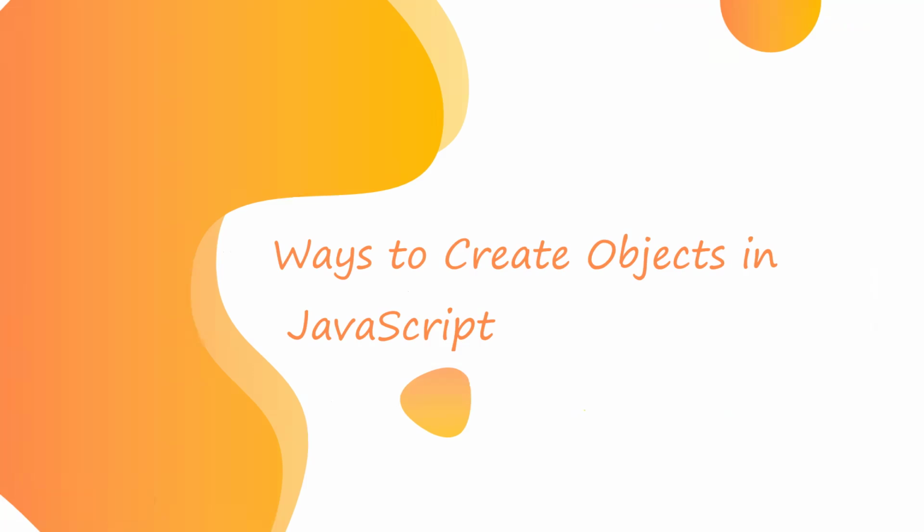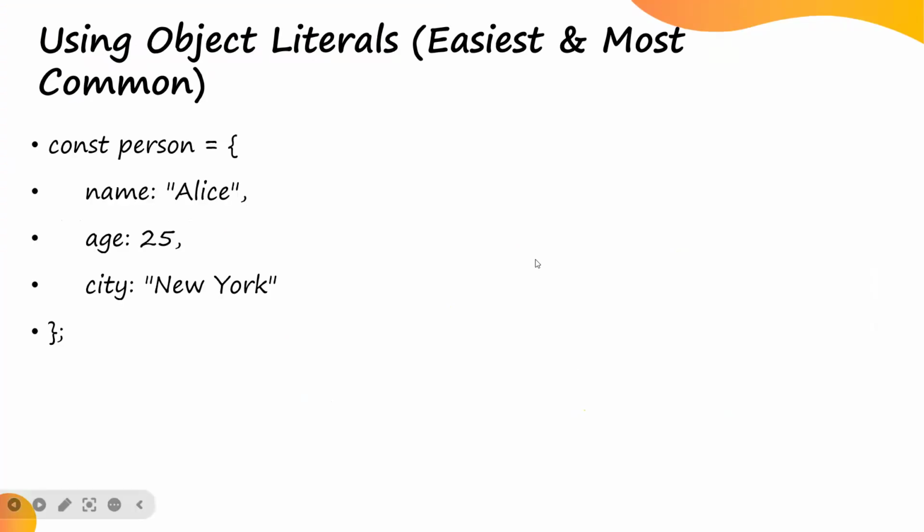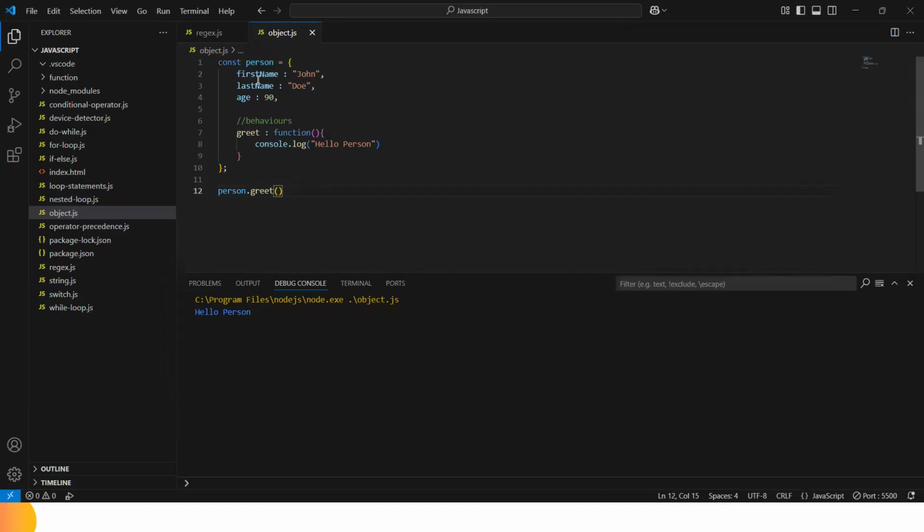So what are the ways you can use to create objects in JavaScript? There are plenty of them. Depending on what you want to achieve, you use any of these methods. The first one is the object literal. This is the easiest and the most common. If you're working on a very simple thing, you can just use the object literal. You say const person equal to curly braces, and you can do whatever you want. That's what we have just done here.